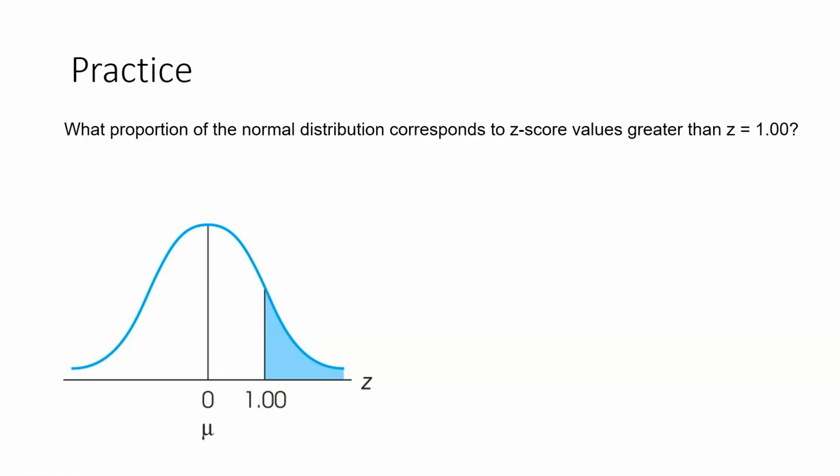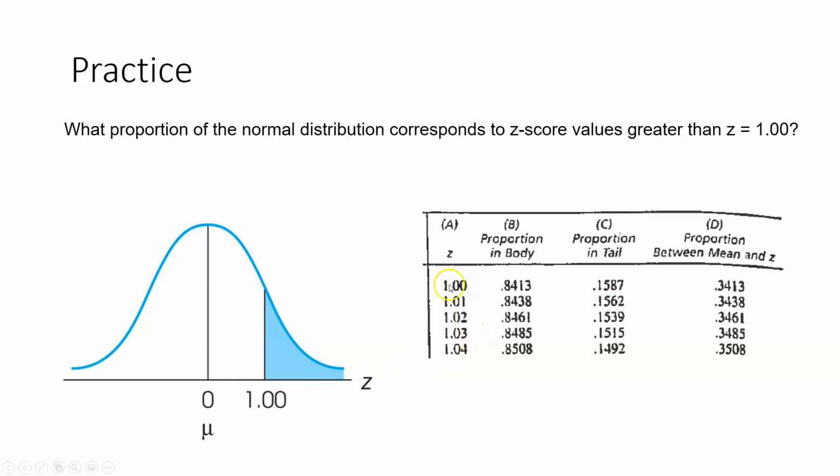Look at the table. You should find that in your table, a Z-score of 1 is listed at the top of the column. And the proportion in the tail is what we're looking for, because we're looking for scores greater than 1. Here, the proportion in the tail is listed in the table as 0.1587. So that's your answer. That's the proportion of scores above 1.